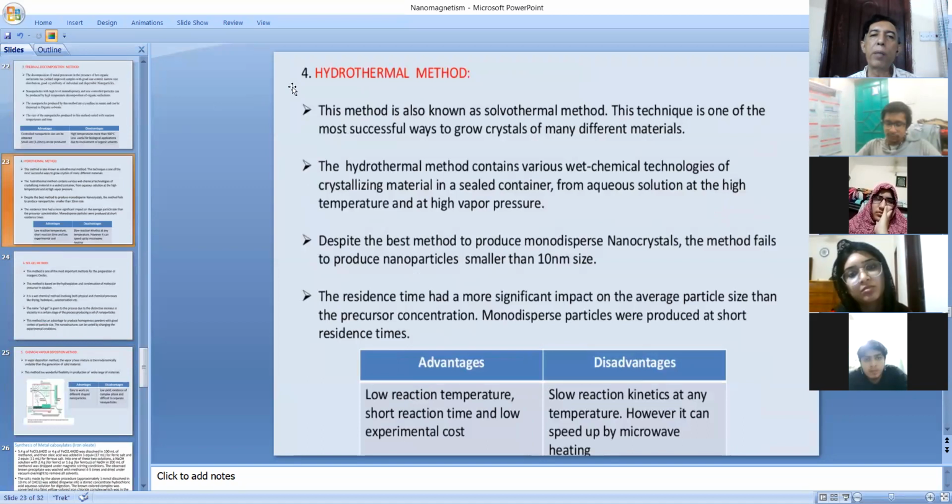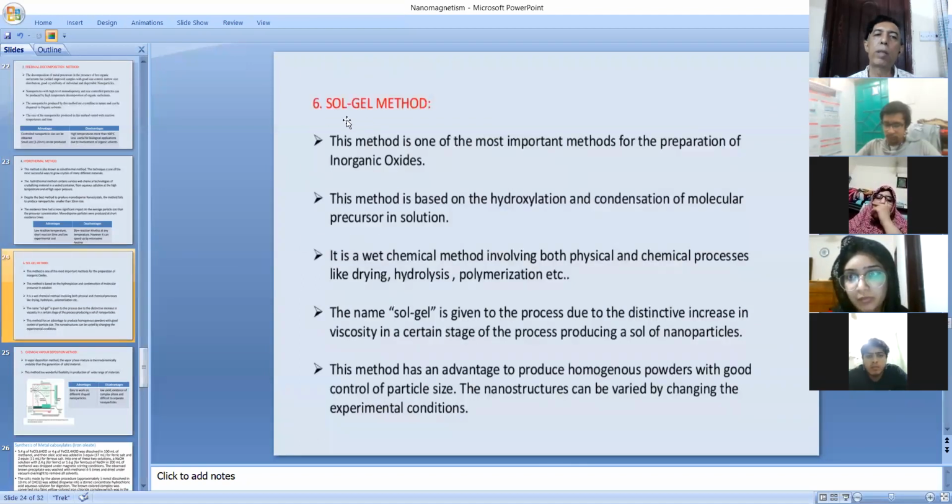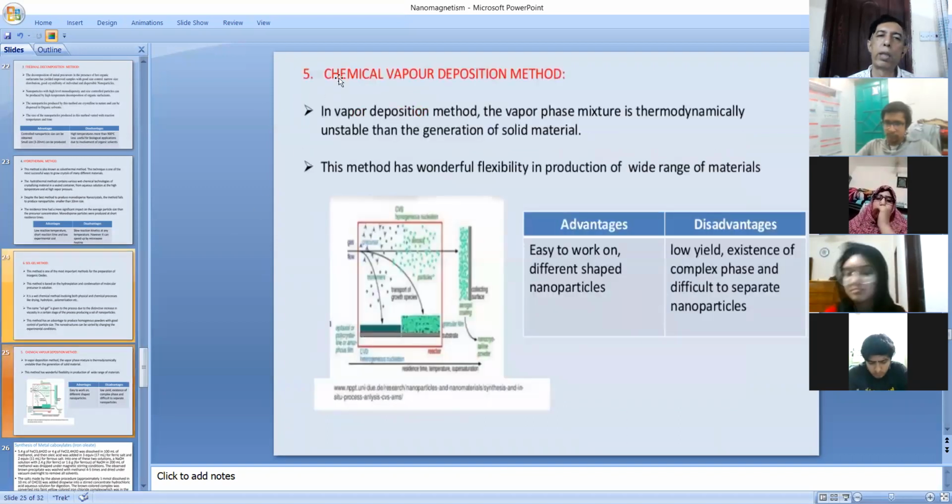Now, the hydrothermal method is also called the solvothermal method. There is some procedure here, and there are some advantages and disadvantages also. And the sol-gel method, you know what the sol-gel method is, and this is the chemical vapor deposition method. You know what the chemical vapor deposition method is. You can prepare nanoparticles by all these methods.